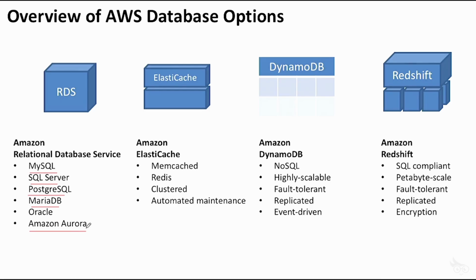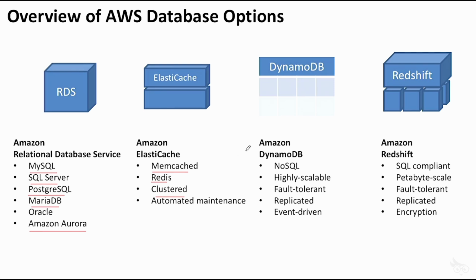We have Amazon ElastiCache, which is also fully managed. It gives us the option of choosing either Memcached or Redis as in-memory databases. We have the ability to cluster those as well. With Redis clustering, we can achieve up to 3.5 terabytes of in-memory storage.